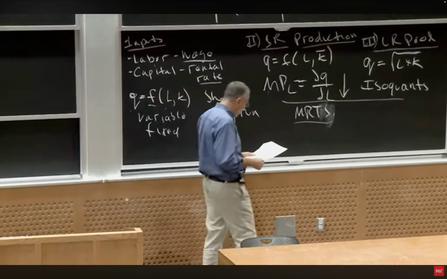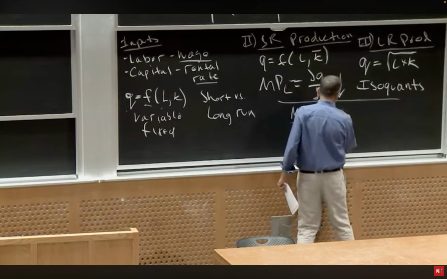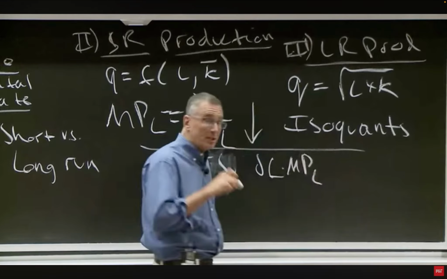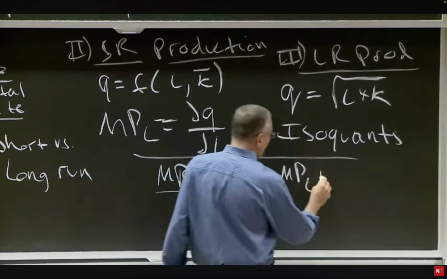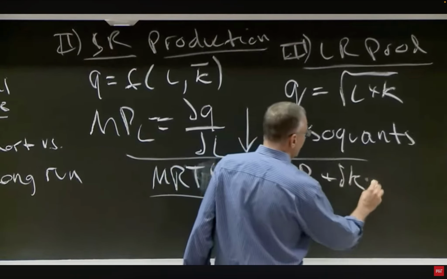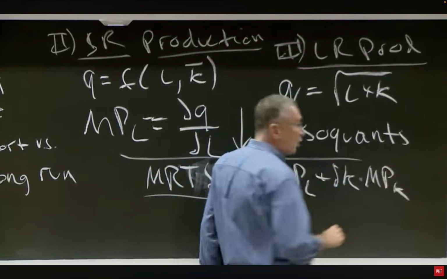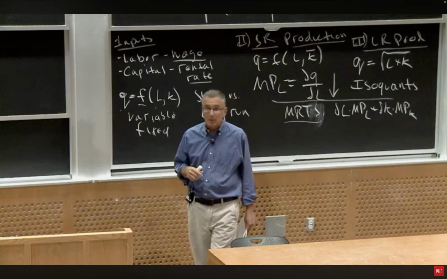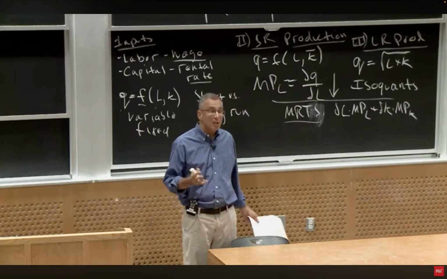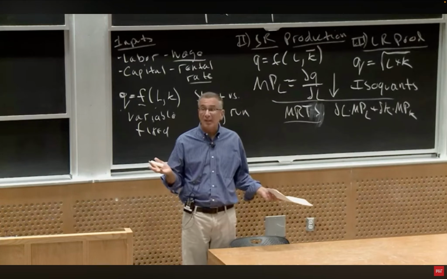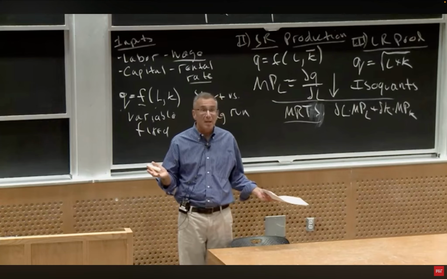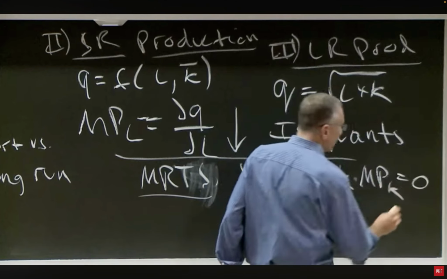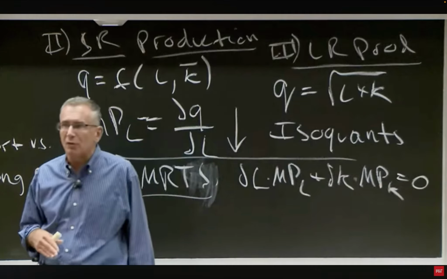Okay? Well, we know dL times MPL, the marginal product of labor, plus dK times MPK, just as there's a marginal product of labor, there's a marginal product of capital. Same intuition, it's diminishing. One worker, each additional shovel does less and less good. Same concept. That's equal to 0 along that indifference curve. It's an incremental step along that indifference curve.